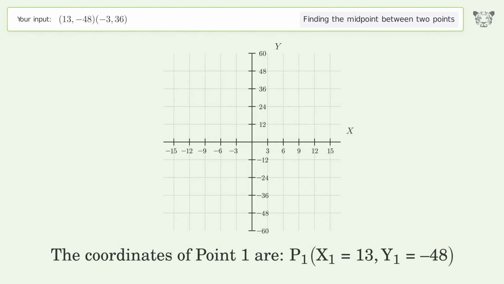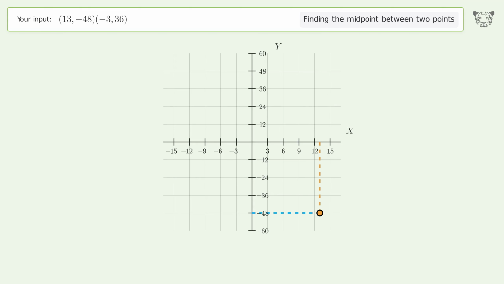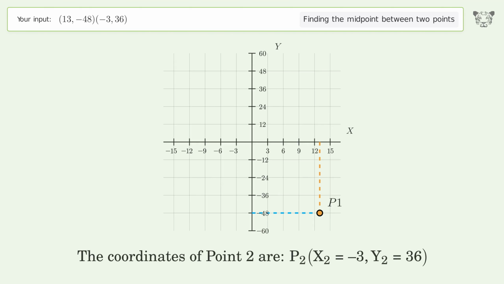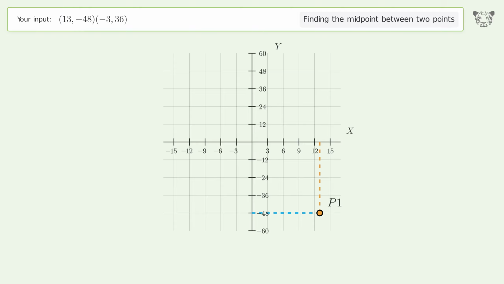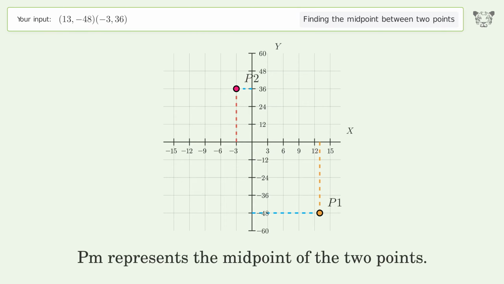The coordinates of point 1 are x1 equals 13, y1 equals -48. The coordinates of point 2 are x2 equals -3, y2 equals 36. PM represents the midpoint of the 2 points.